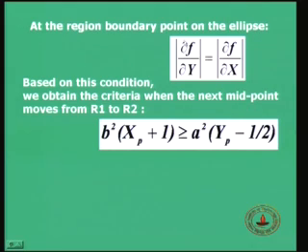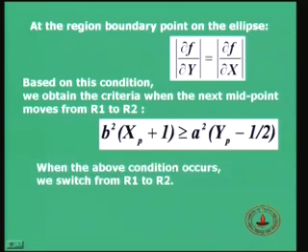And remember, at the boundary del f del y is equal to del f del x, and in region R1 del f del x is more than del f del y. So based on this, when the above condition occurs, we switch from region R1 and move on to region R2. This is the condition which we will keep in mind, which will help us know that we have moved into region R2 from region R1. These points are obtained from the grad function formulas which we defined and derived in the previous slide.